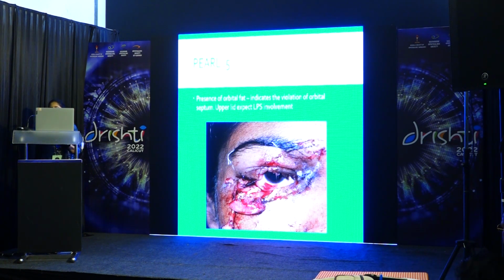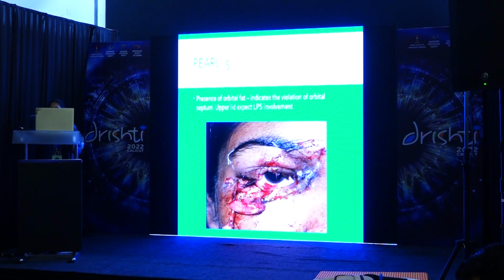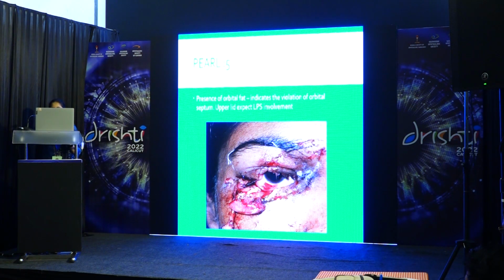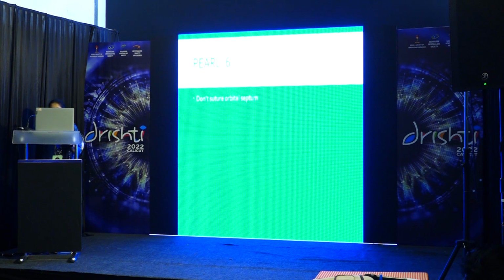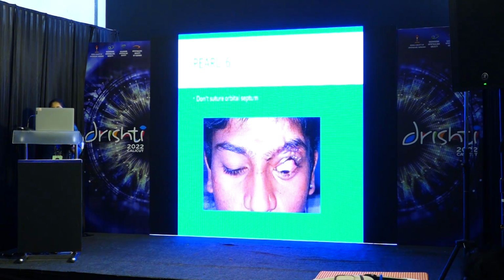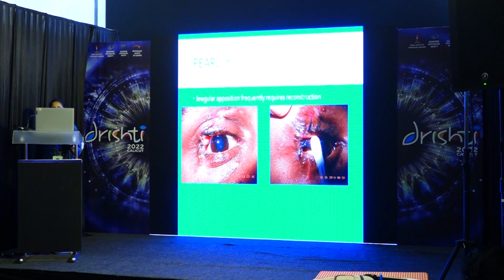Another important factor is that if we carefully examine our wound and we find orbital fat, that should alert us to the presence of violation of the orbital septum. If this happens in the lower eyelid, it means there is some amount of orbital violation. If the same thing is there in the upper eyelid, that means we should explore the LPS. That is an important finding that we should keep in mind. Do not suture the orbital septum because that can cause some kind of restrictive retraction of the eyelid.